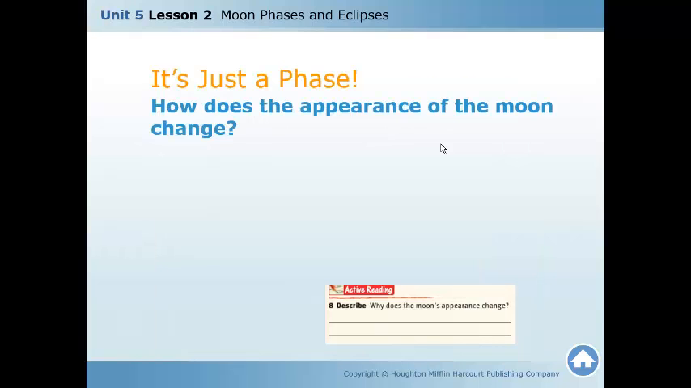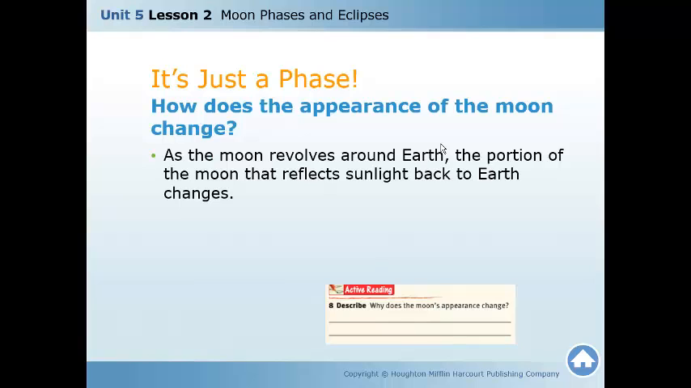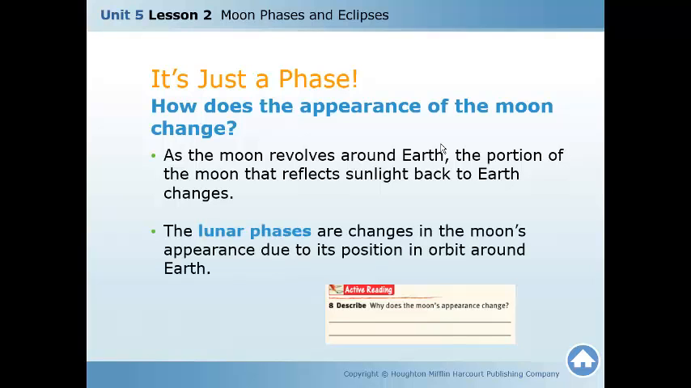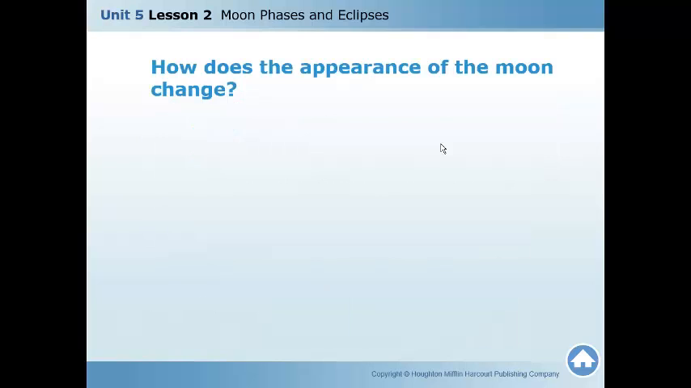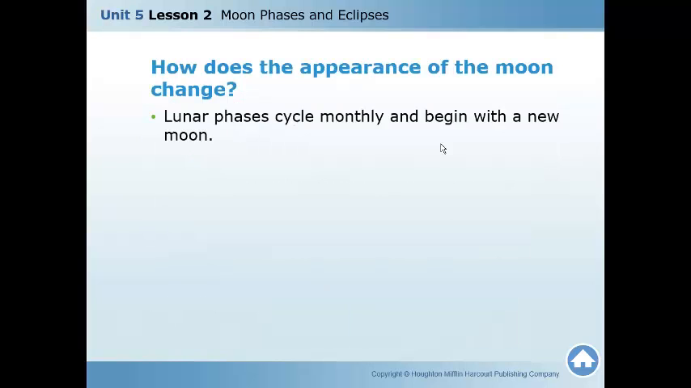How does the appearance of the moon change? As the moon revolves around Earth, the portion of the moon that reflects sunlight back to Earth also changes. This is called a lunar phase or a moon phase. The lunar phases are changes in the moon's appearance because of its position in orbit around the Earth. I want you to stop and do number 8. Active reading. Describe why the moon's appearance changes. That's on page 258.